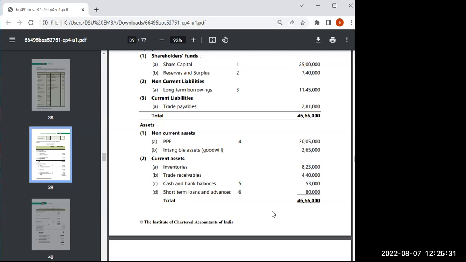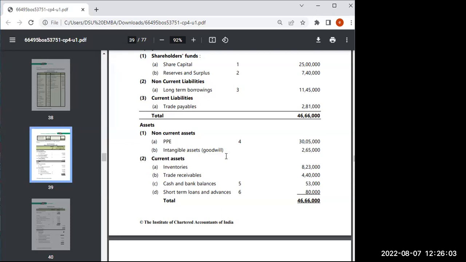Asset side total. For that, in an offline exam, in the question paper, what should you do? In pencil, you can tick all the amounts one by one whenever you are considering them into the total, so that at the end you can check everything is recorded, all are ticked. Okay, so 46 lakhs 66,000 is the total of asset side, which is exactly the same as the total of equity and liability. So the balance sheet is tallied.